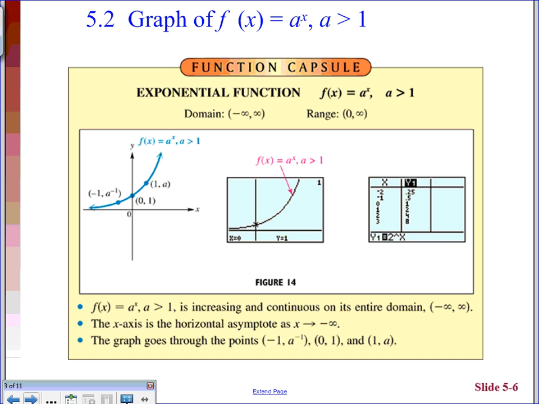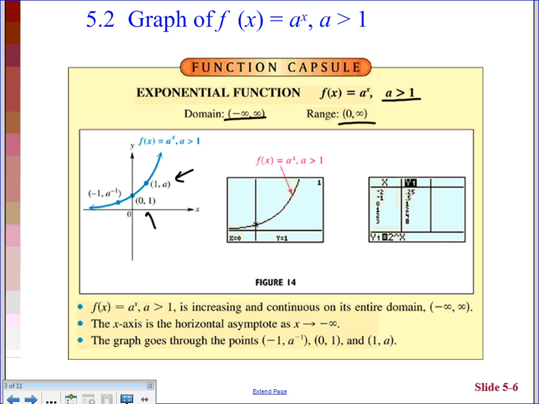Okay, so here's some function capsule, some facts about these functions when we have the base greater than 1. So we're talking about the base greater than 1 on here. The domain is negative to positive infinity, and the range is 0 to infinity. Okay, this in the blue here is how the graph looks, and I want you to make note of these 3 points.